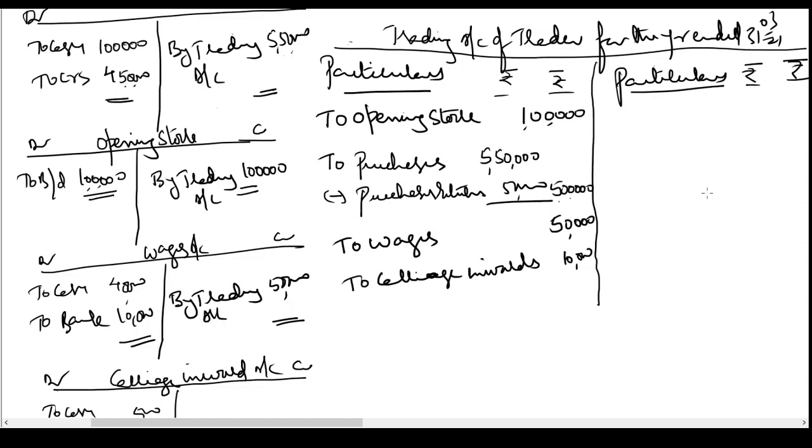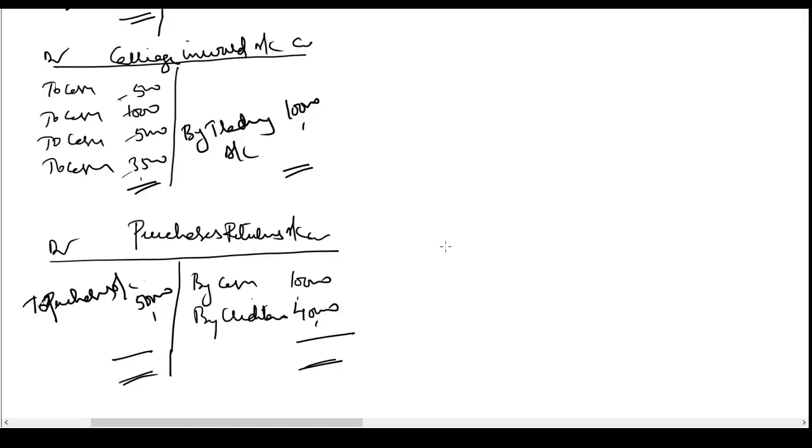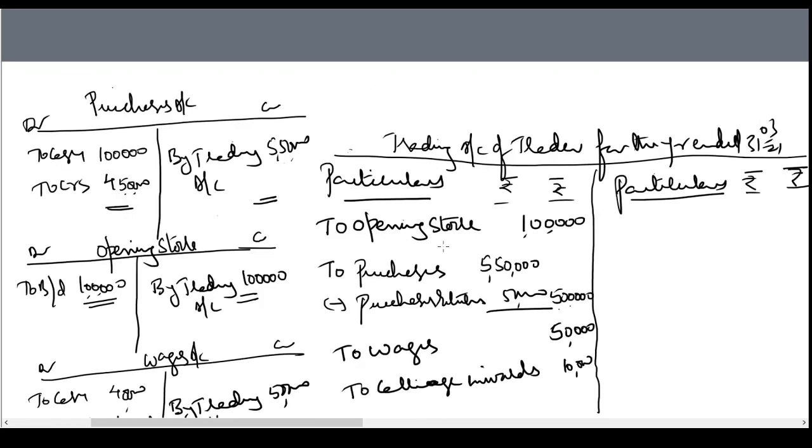But the tradition which we follow in preparation of accounts is we don't show purchase returns on the credit side of the trading account. We show it as net from the purchase. We subtract it from the purchase. That is why I'm showing it on the debit side, but subtracting it from purchases. Okay. So I have now closed all these accounts and I have transferred them to the trading account.